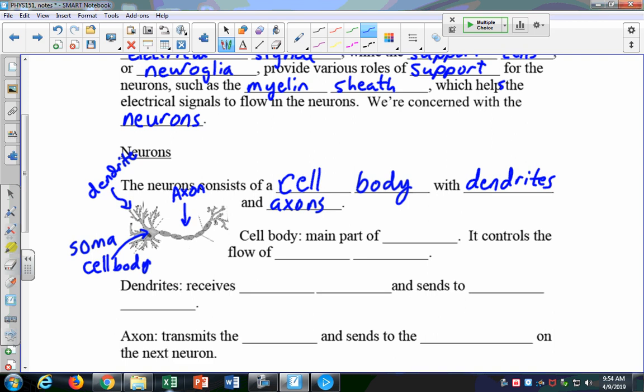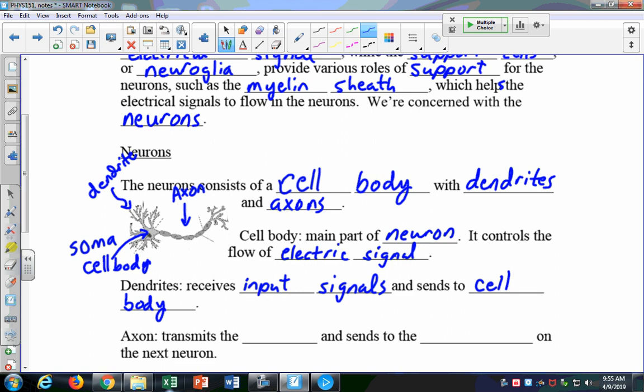The cell body is the main part of the neuron, and it controls the flow of the electric signal. So it's actually what initiates an electrical signal. It'll start here, and then it'll go down the axon onto the next neuron. And then the dendrites, they receive input signals. And it sends to the cell body, or the soma.